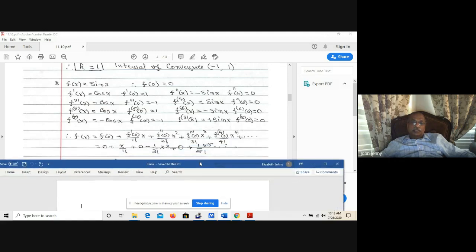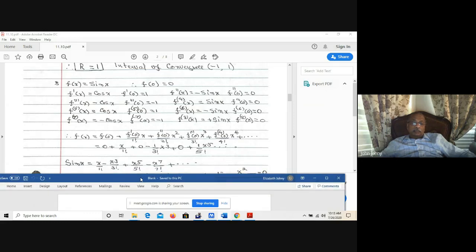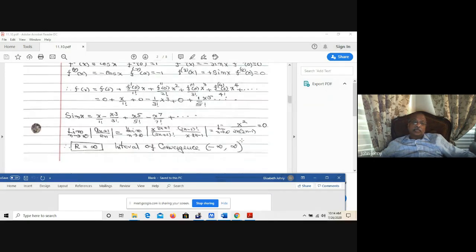Now you replace, every other term is zero. First term is 0, second is non-zero, third is 0, and so on. So when you remove all the zeros, you get sin x is equal to x over 1 factorial minus x cubed over 3 factorial plus x to the 5 over 5 factorial minus x to the 7 over 7 factorial, etc. So that is the power series expansion for sin x.